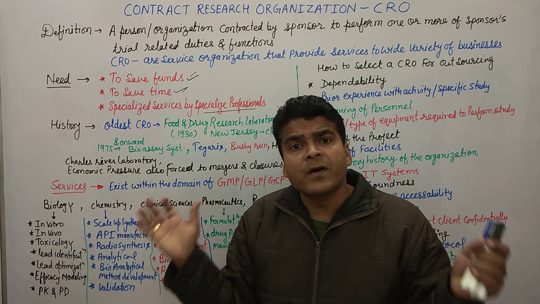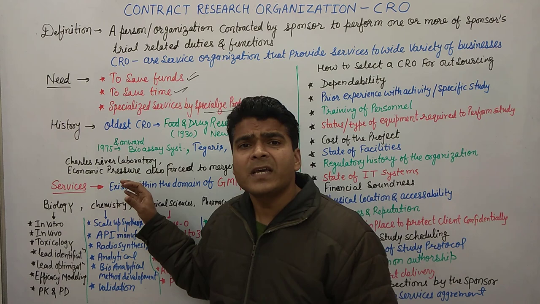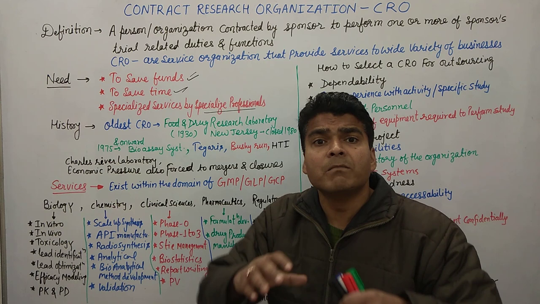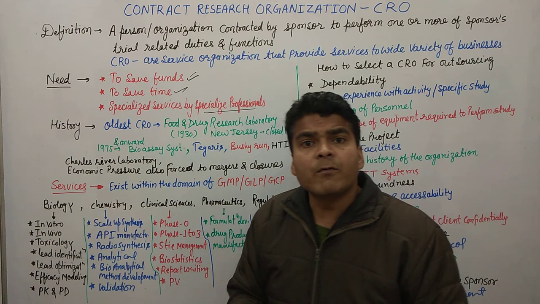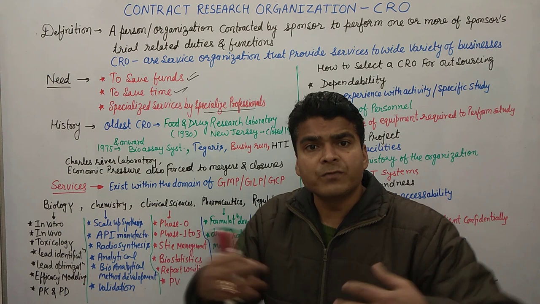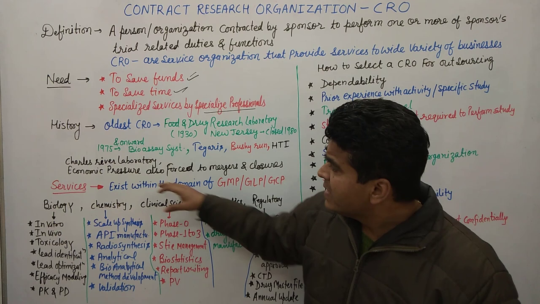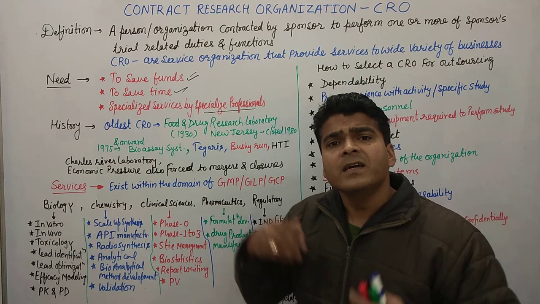And due to the economic pressure, there are some kinds of activity. Those activities are known as mergers and acquisitions as well as closures. Some laboratories acquire other laboratories and merge those smaller laboratories into themselves. One of the bigger CROs is Charles River Laboratory. So economic pressure also forced mergers and closures of CROs, and then newer and newer CROs evolved.